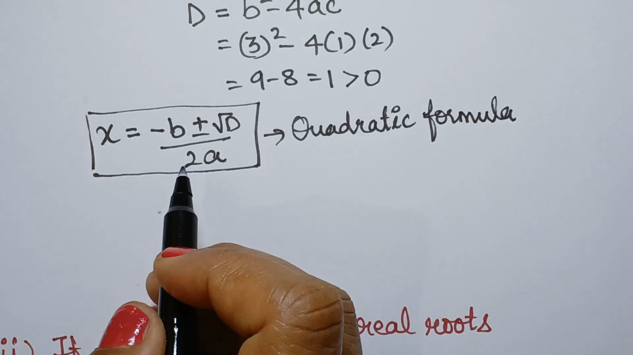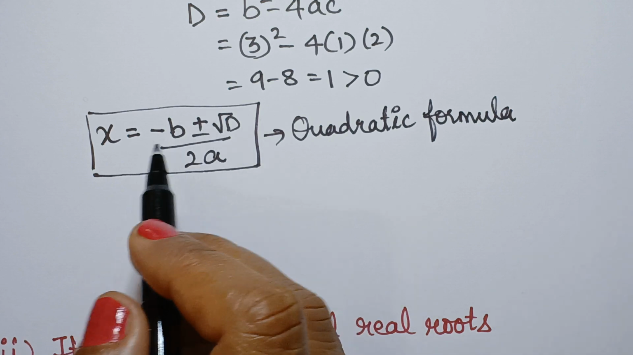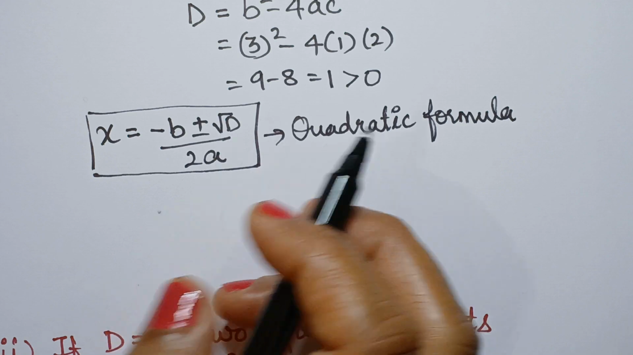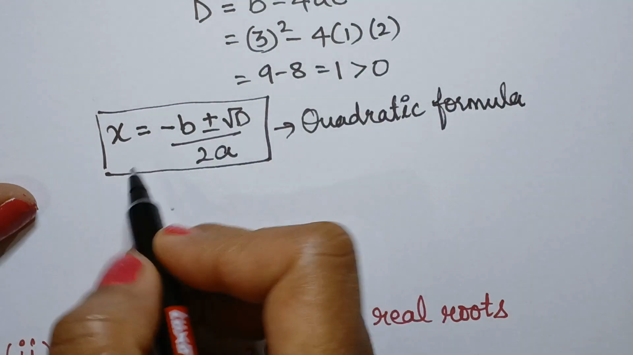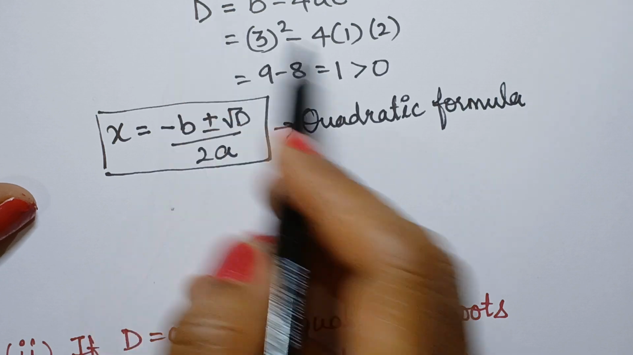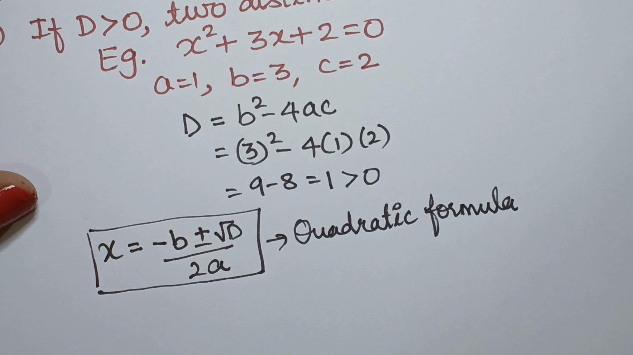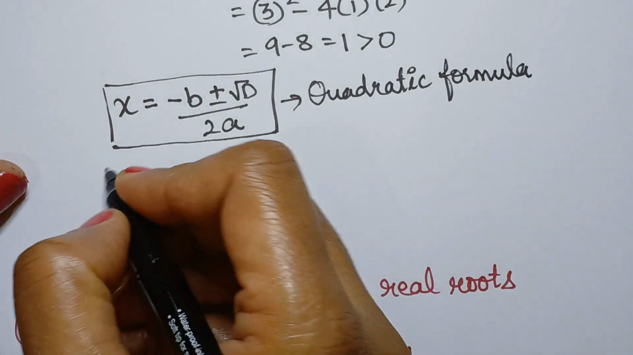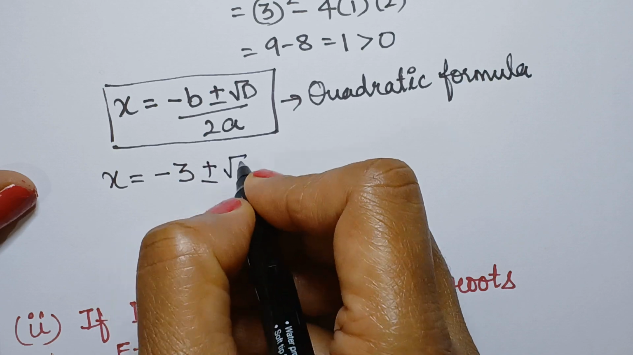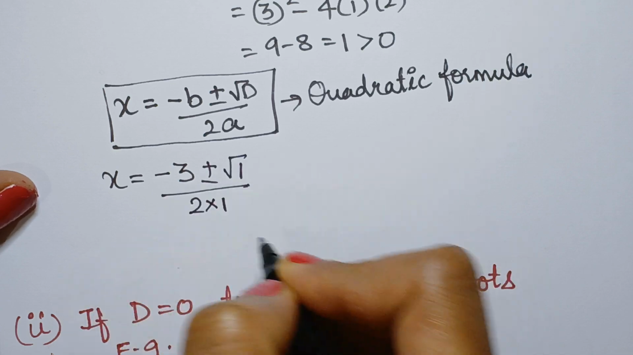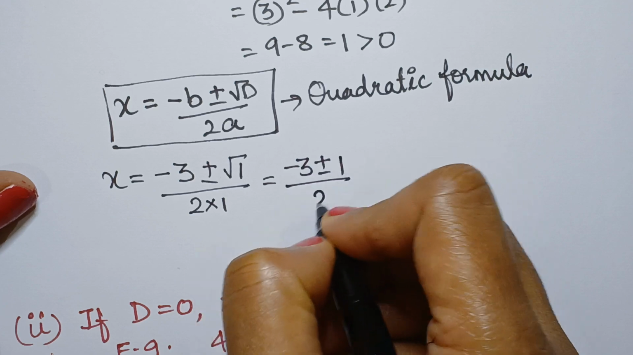So if it is mentioned that we have to use the quadratic formula, we will apply this formula to find the roots. If it is mentioned factorization method, then we will apply the factorization method. If nothing is mentioned, I can apply either of them. So I will substitute. Now I know the value of D, which is 1. I know the value of b. I know the value of a as well. a is also 1 here. So substitute in this and check. x will be, b is 3, so minus 3 plus minus root 1, by 2a. a is 1. So I will get minus 3 plus minus 1 by 2.